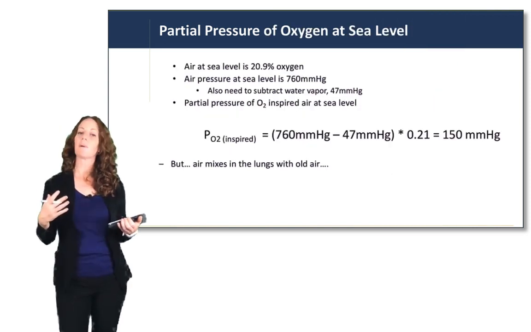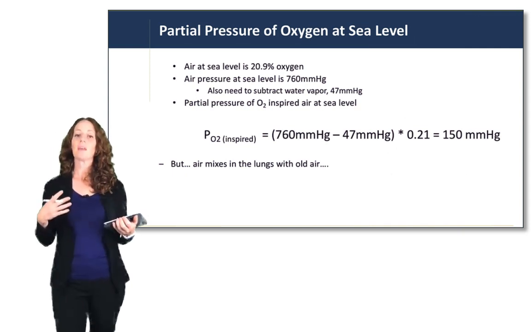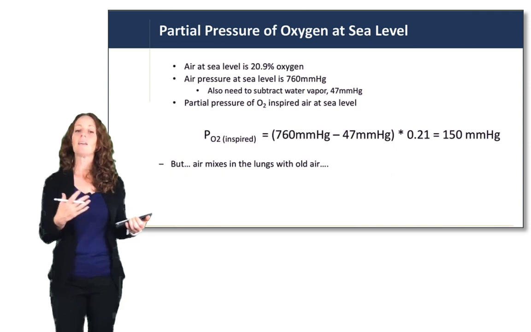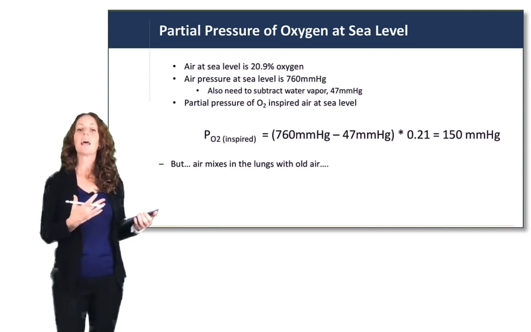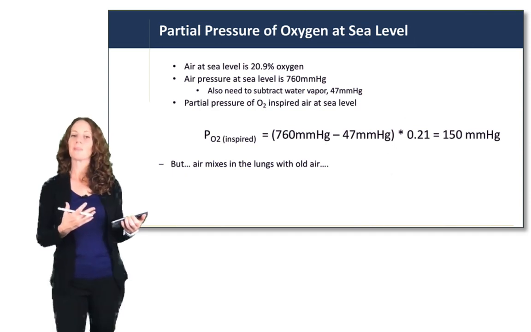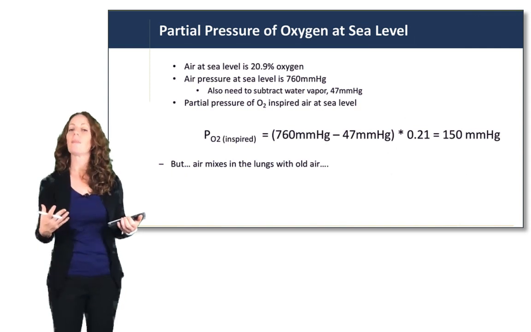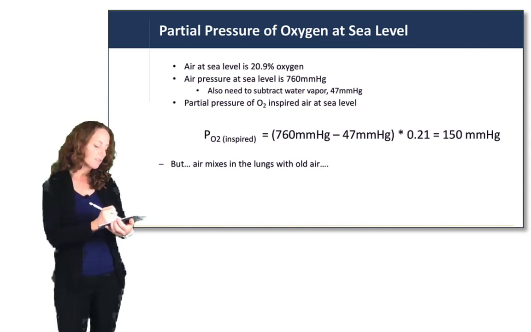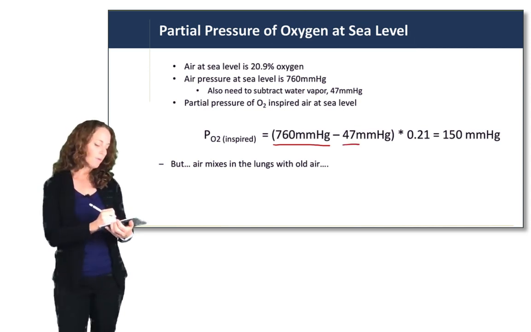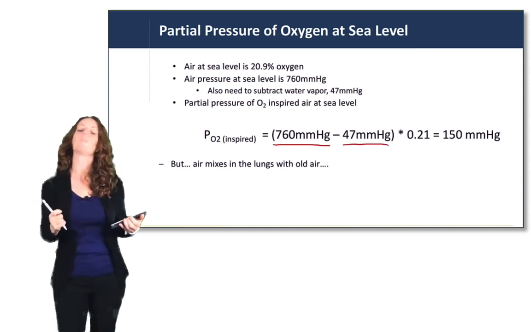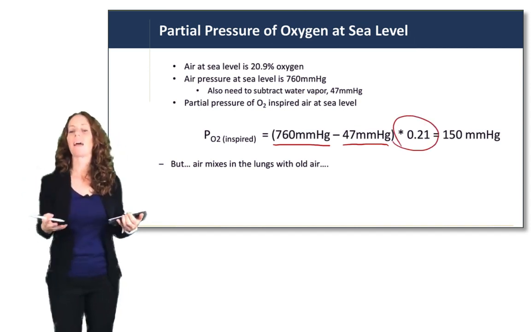So how do we calculate the partial pressure of oxygen in inspired air at sea level? Well, essentially, we're going to take the amount of oxygen, 21%, and multiply it by the pressure. But first, we actually have to remove the amount of water vapor from the air mixture. So we take the total pressure of the air at sea level, remove the water vapor, which is 47 millimeters of mercury, and then multiply it by the percent of that gas.